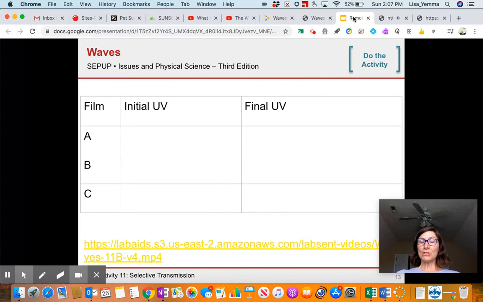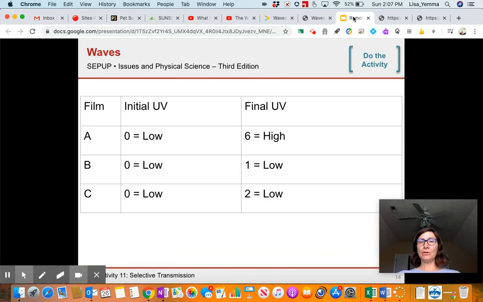All right, back to our data table. How did you fill that out? Here's the data I came up with. For film A, the initial was 0, and that final was about a 6 for me. It was in the high color of that purpley range. For film B, I thought it went 0 to about 1. Pretty small change, so low. And then for C, 0 to about 2. It was a little bit darker, but not much darker for me, and so I still categorize that as low. So now we have a couple of pieces of data and evidence for not only temperature change, but UV.